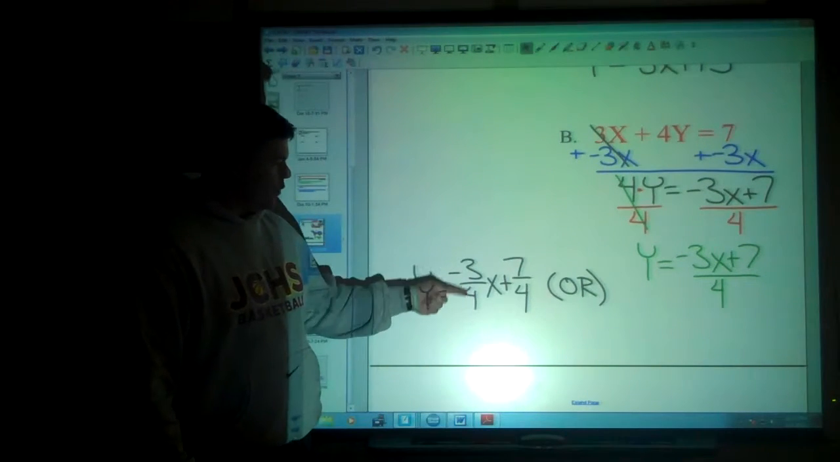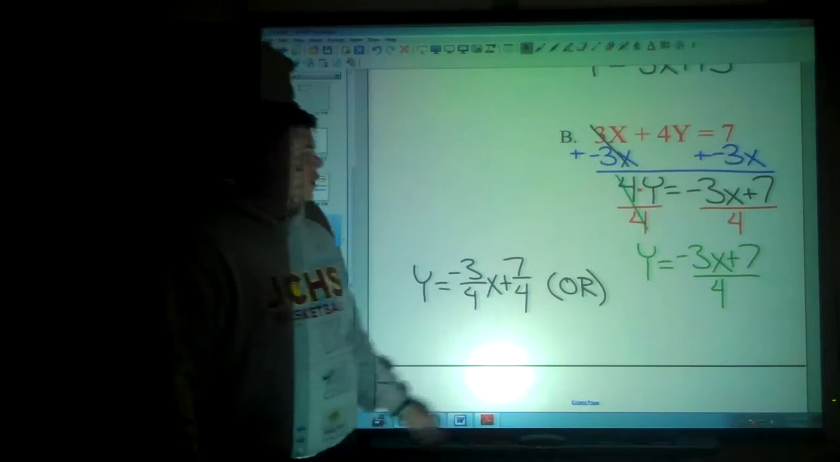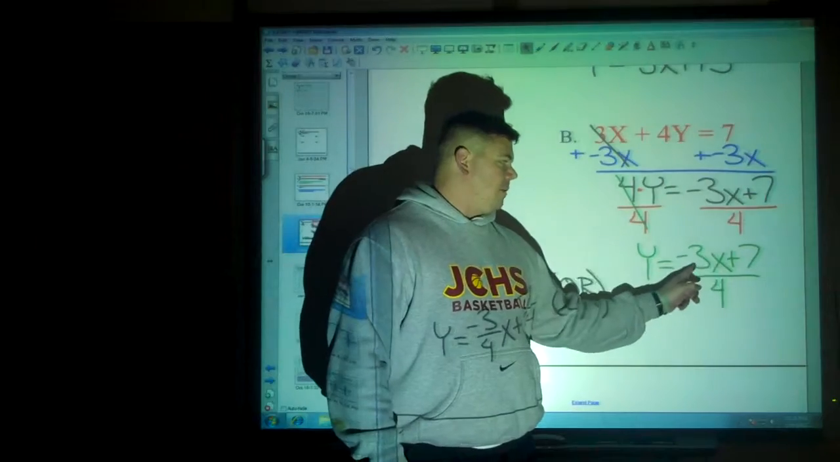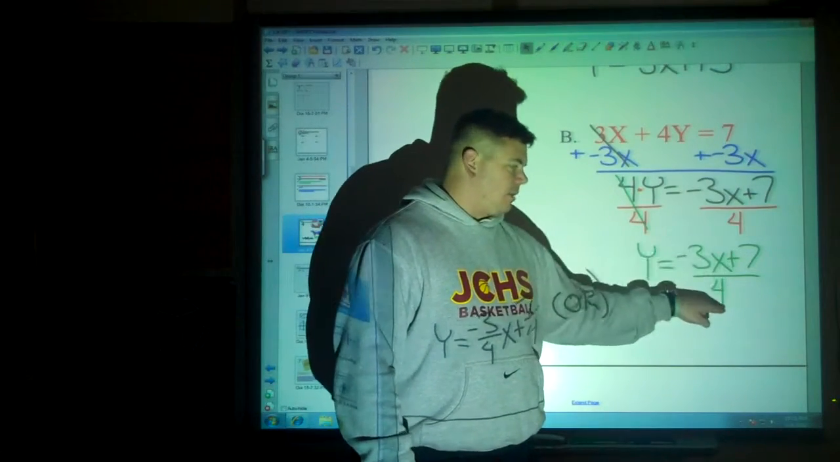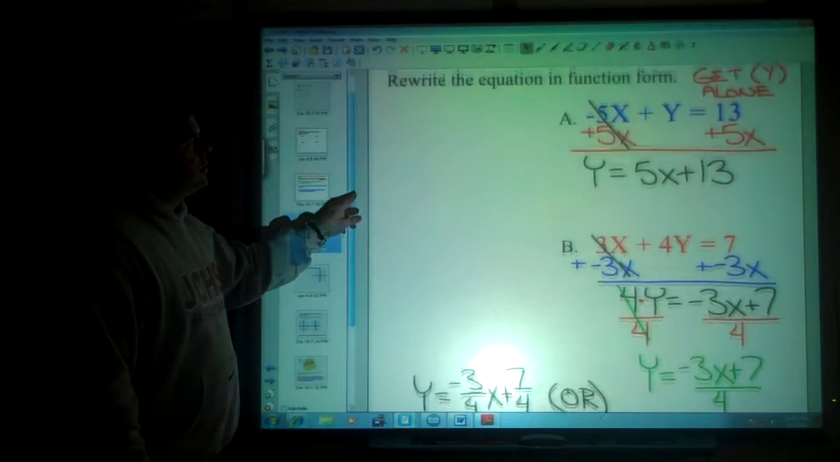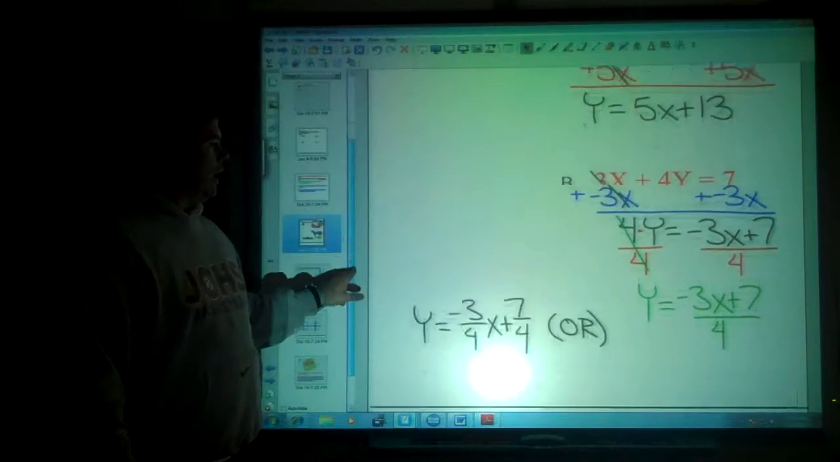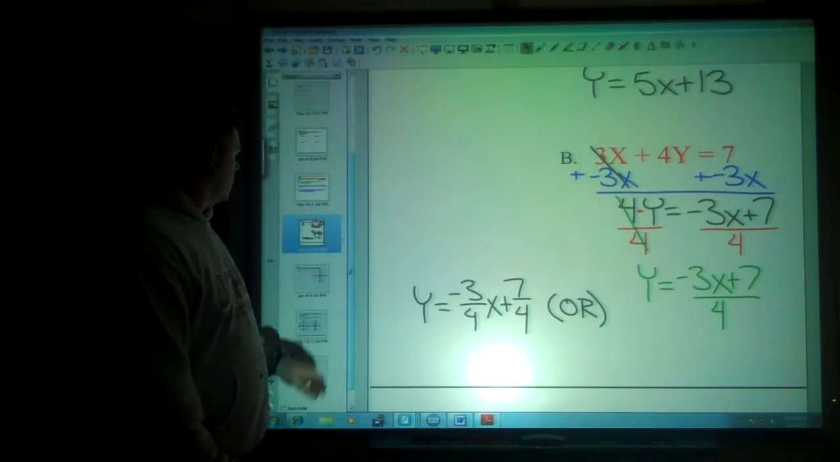So you can either do negative 3/4 x plus 7/4, which means you have to deal with more fractions, or you could substitute your values in for x here, multiply it by negative 3, add 7, and then divide by 4. They'll both produce the exact same outputs. But again, the key is that we're writing in function form, which means to do whatever we can to get y alone. That's basically what step 1 is telling us to do.